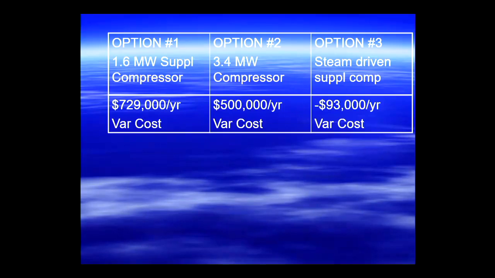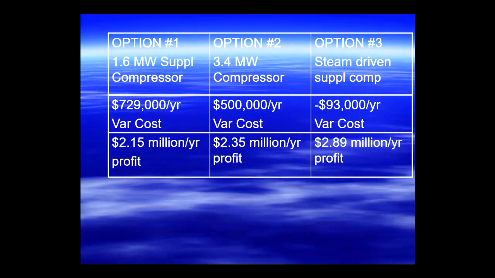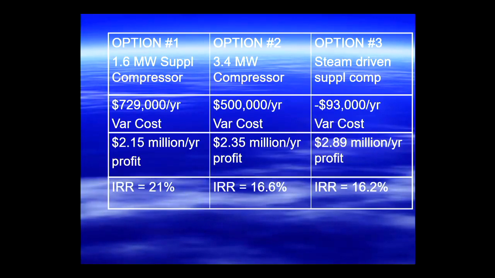You're thinking as an engineer, I can tell. You haven't spoken to too many accountants who genuflect at the altar of RONA. Option number 1 gives you just over $2 million a year profit. Option 2 is $2.35 million a year profit. And option 3 gives you $2.89 million profit. Still attractive? Internal rate of return, which is the RONA, 21% for option 1, option 2 is 16.6, and option 3, 16.2.